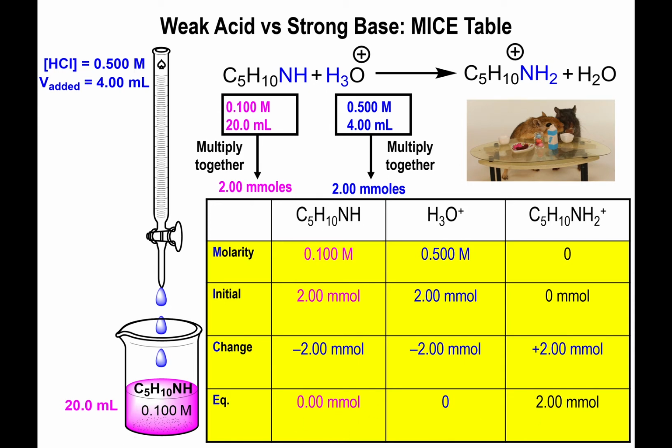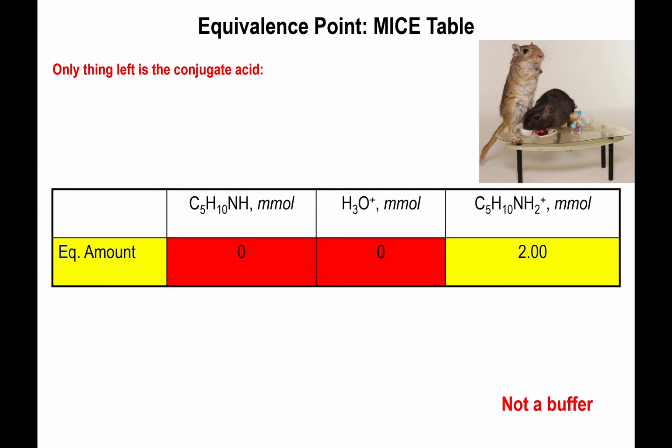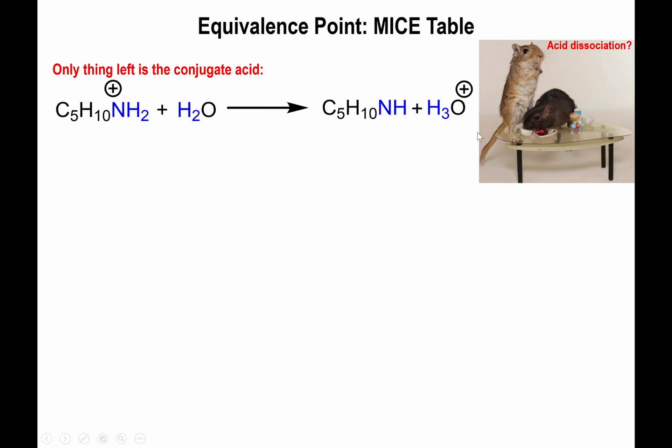And because this is not a buffer, that means we're going to have to switch back to an ice table. The ice table we're going to use relies on the fact that all we have left is the conjugate acid. But in addition to the conjugate acid, we also have water. So the conjugate acid reacts with water to generate its conjugate base and hydronium. So yes, this is the acid dissociation: conjugate acid plus base generates conjugate base plus hydronium. This is your typical Ka dissociation equation.